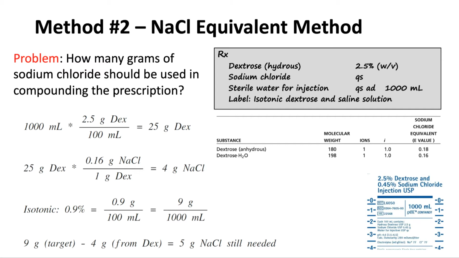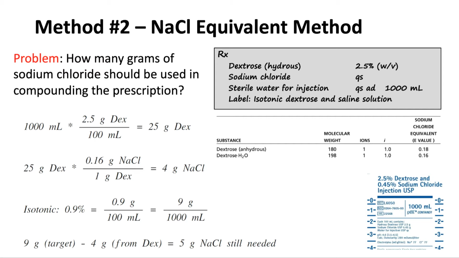First thing we would do is calculate the amount of dextrose that we will have in our solution, because we know we're compounding 1,000 milliliters. That's going to be 2.5% dextrose. So we'll start with 1,000 milliliters, multiplied by 2.5 grams of dextrose per every 100 milliliters. That's 2.5% weight per volume. The units of milliliters cancel, and we get a final answer of 25 grams of dextrose. That's how much dextrose will be in our 1,000 milliliters.